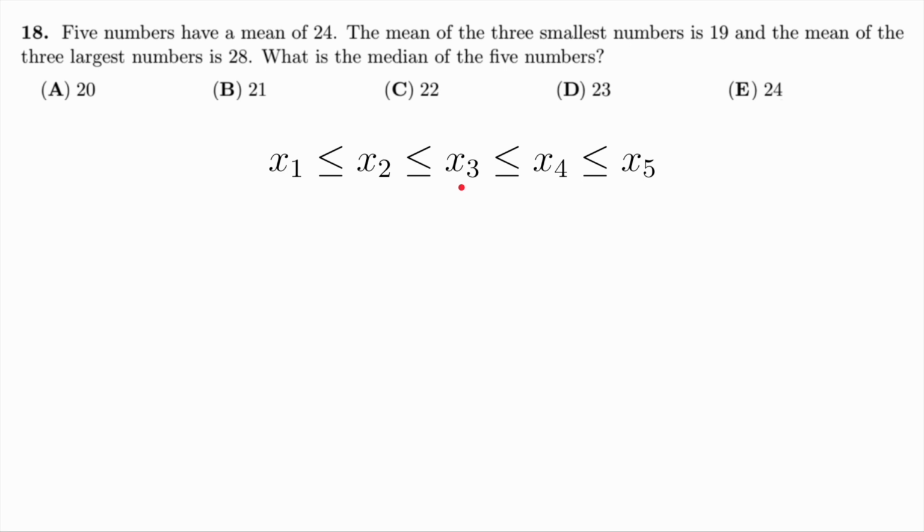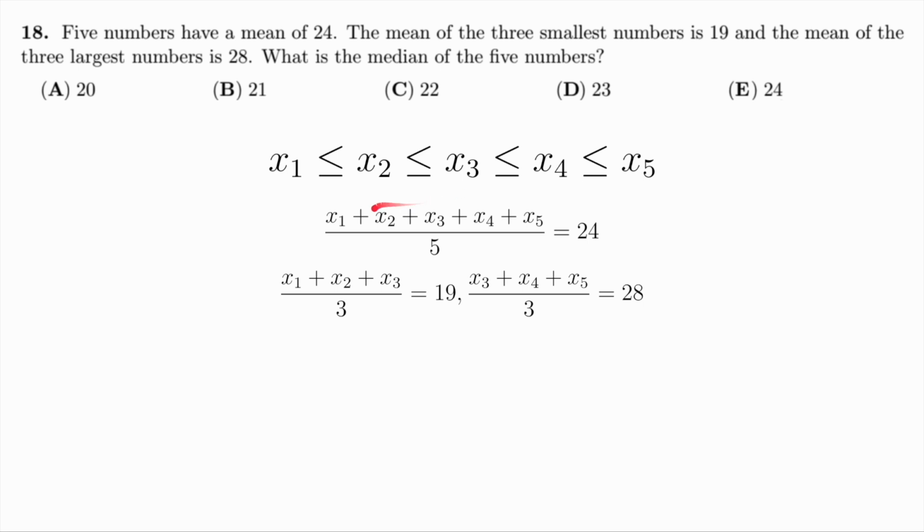So rewriting the information that we know: the mean of all 5 of the numbers is 24, the mean of the lowest 3 is 19, and the mean of the biggest 3 is 28. And so now let's add up these two equations to get x1 plus x2 plus 2x3, because it's counted in both, plus x4 plus x5, all divided by 3 is 47.